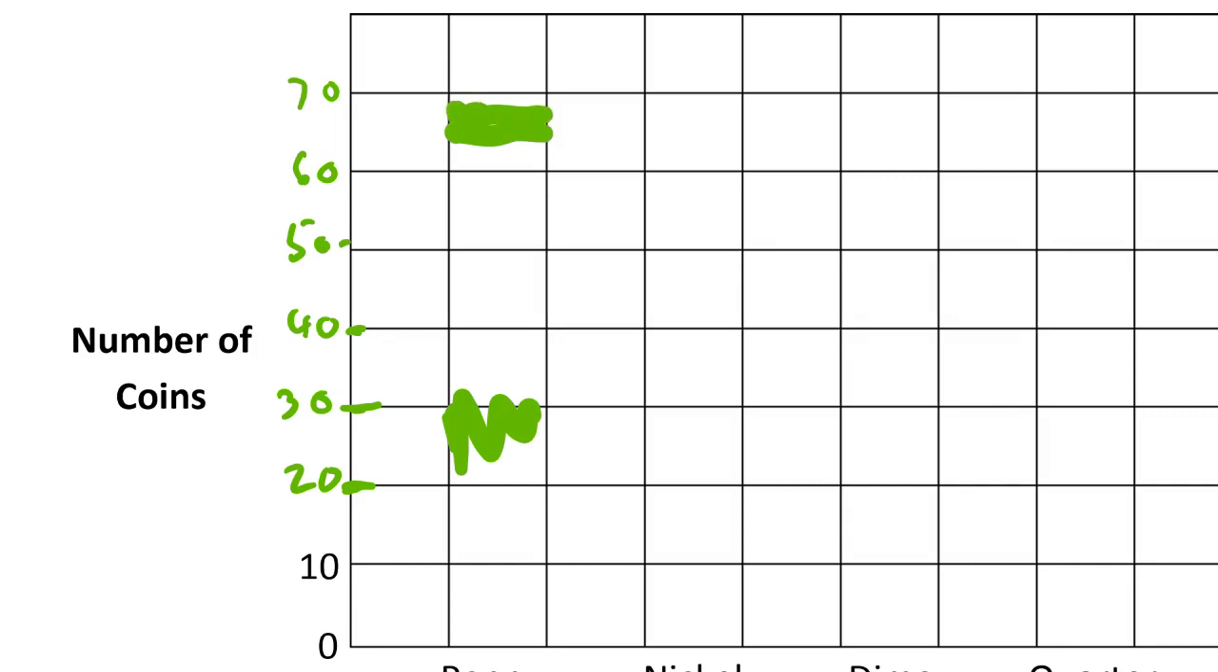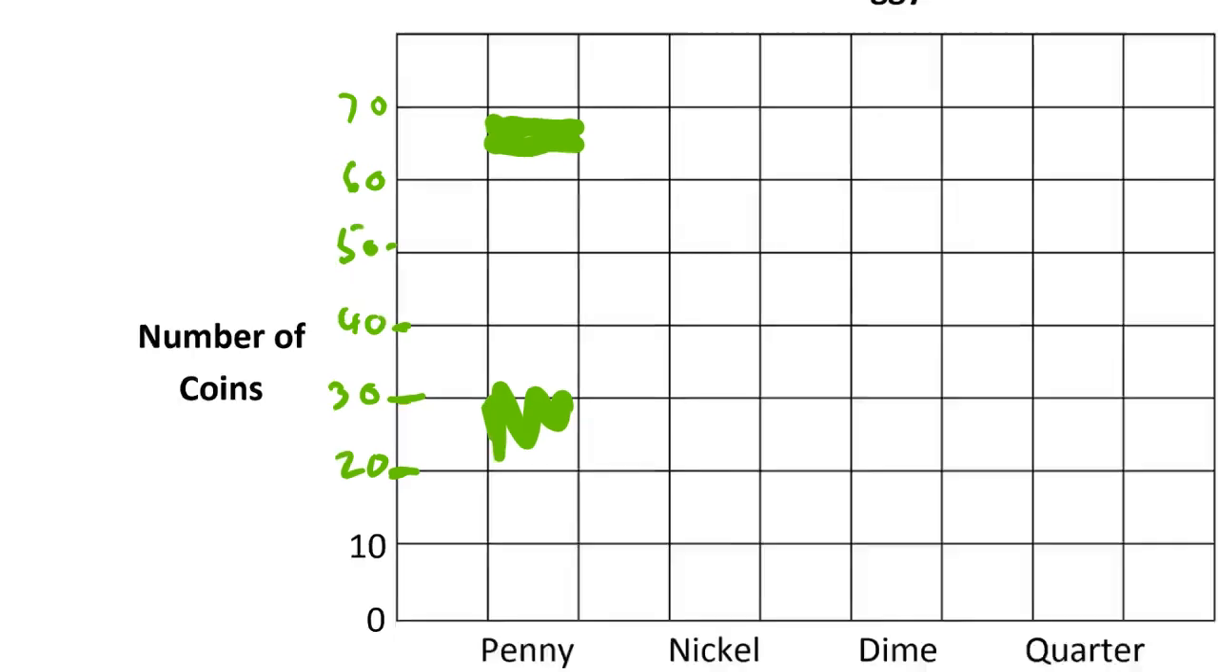It's not going to be right under 70 because we'd need space for 69 there, right? And this isn't 69, it's only 68. So it's all about estimating and thinking, well, does that look like 68? If it was a little bit more, it'd be 69. If it was a little bit less, it wouldn't quite look like 68. So that's how you figure it out. That's just how you have to do it.